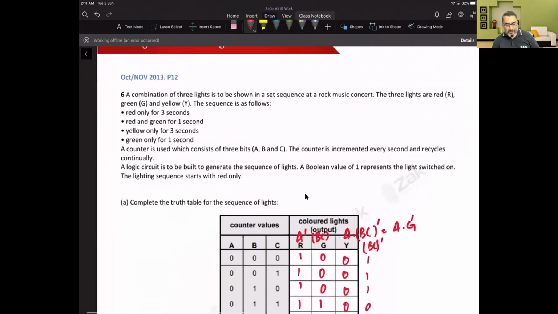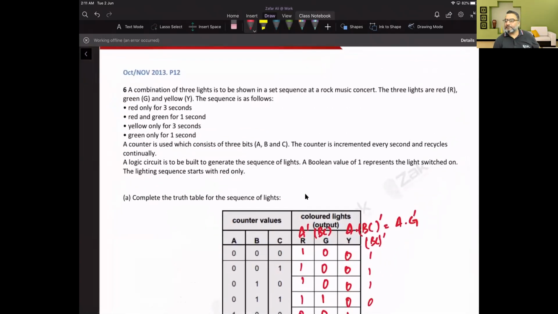So remember, when you don't get it in the first part, you would definitely be having a hint in the second part for the solution of the first part.